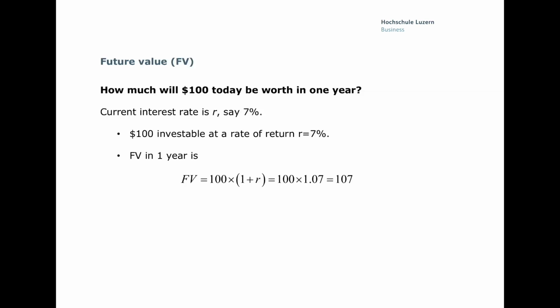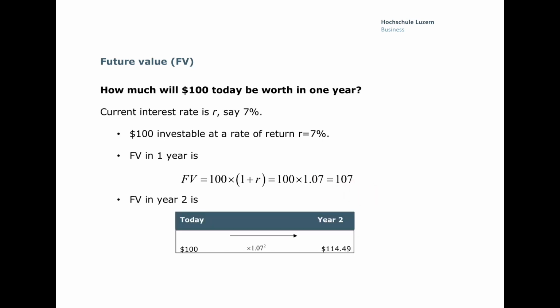Computing the future value means that we ask a question like, how much will $100 be worth in 1 year? In order to answer this question, we need to know what the current interest rate will be. Assume the current interest rate R is 7%, the future value in 1 year is computed as 100 times 1.07, which yields an amount of $107.